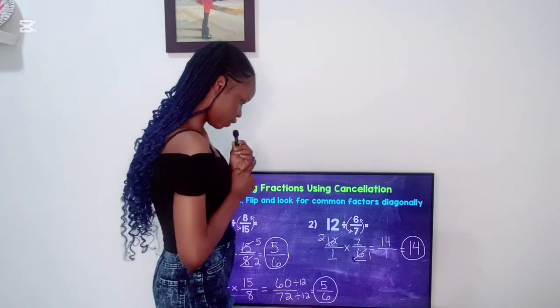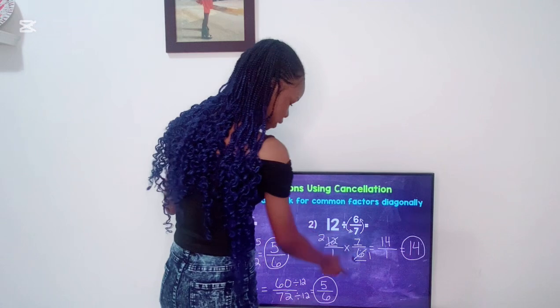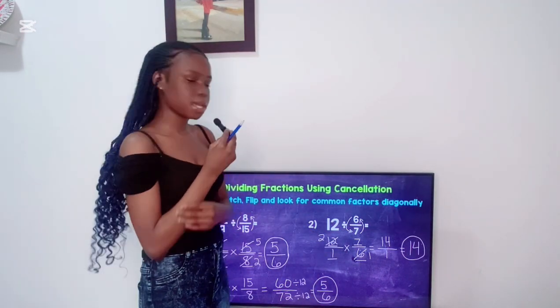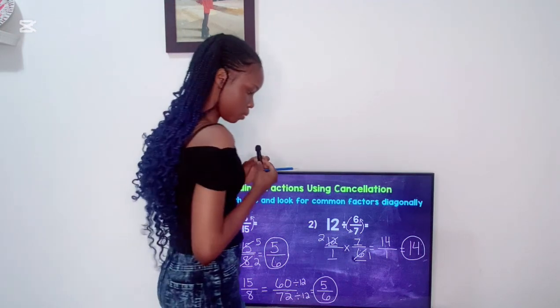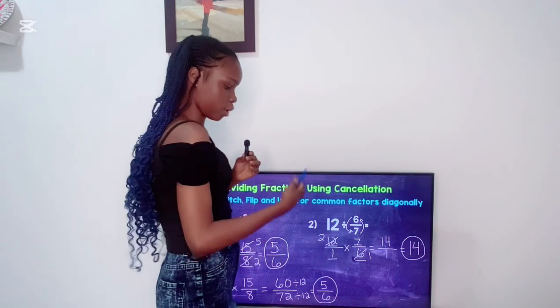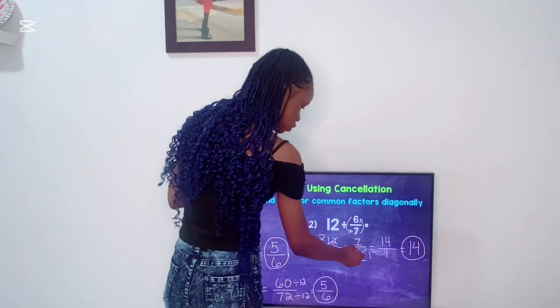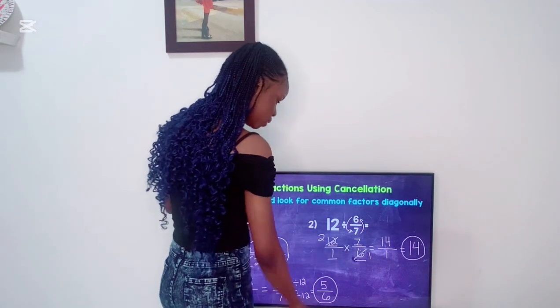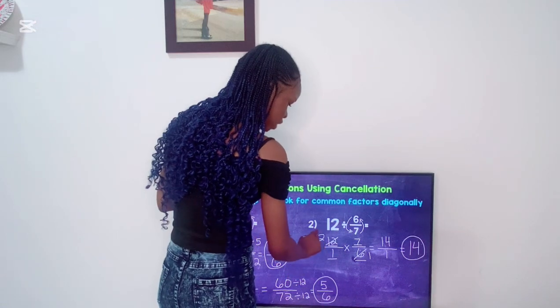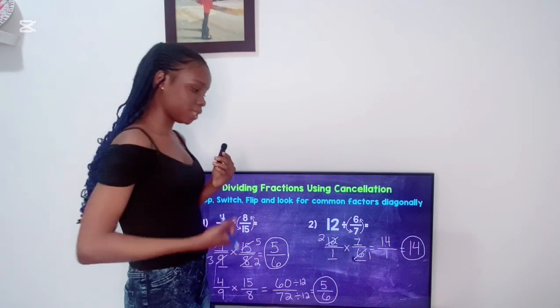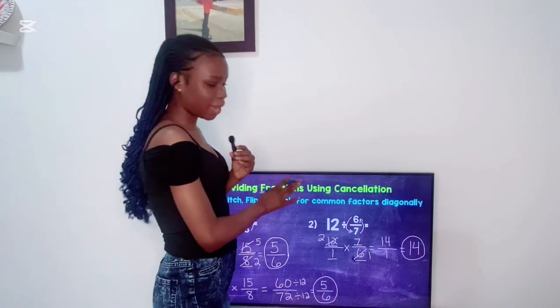Okay, so let's first take 12 and 6. So what common factors do you think will go into 12 and 6? 6 can go, right? If we're talking about the highest common factor, yes, 6 can go. So 6 divided by 6 will give us 1. 12 divided by 6 will give us 2. All right, and we are done. Well, we're not done yet, but for now we're done, okay?